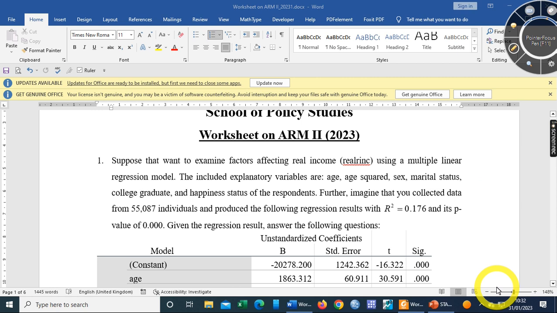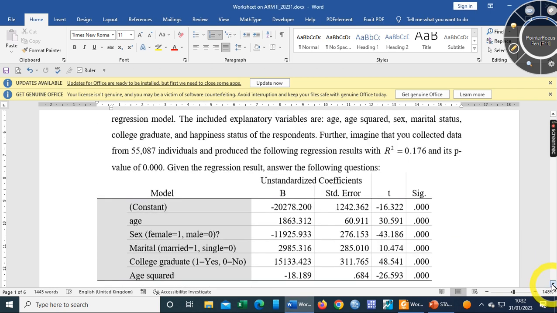This implies that about 17.6% of the total variation in the dependent variable, meaning real income, is explained by the variables included in the model.